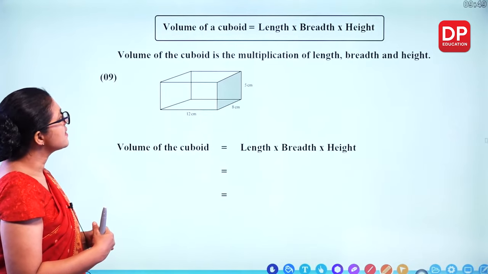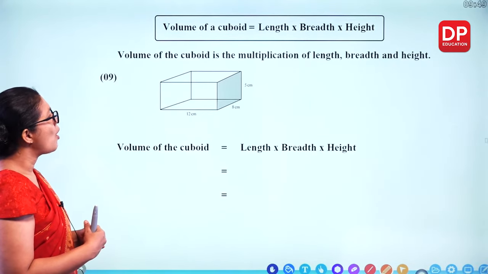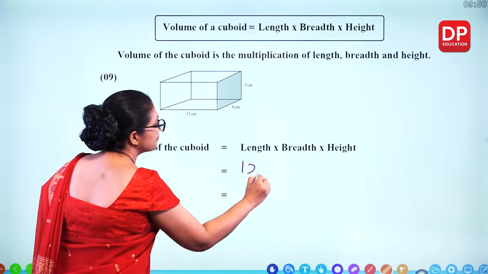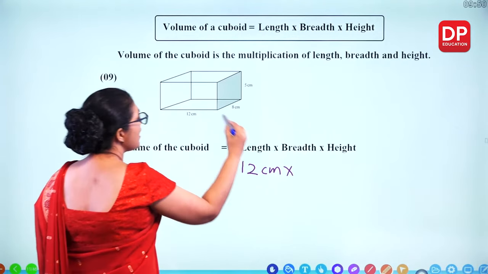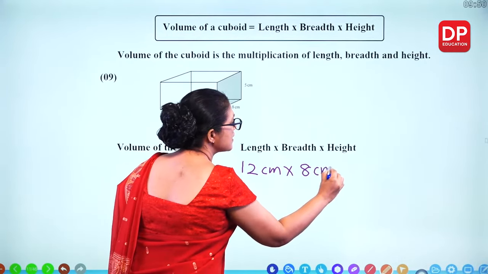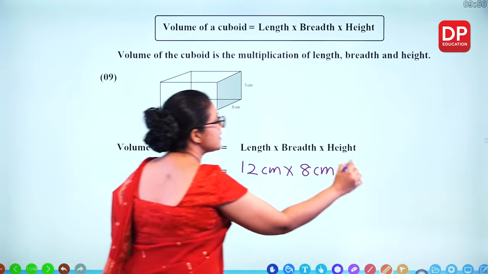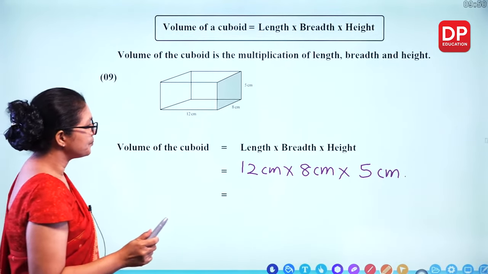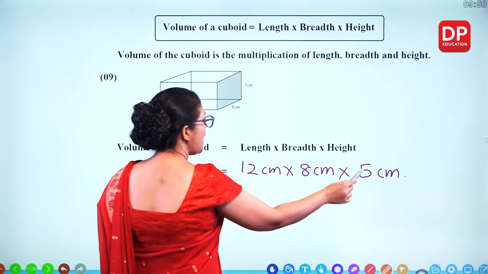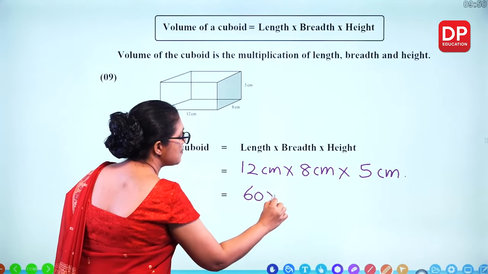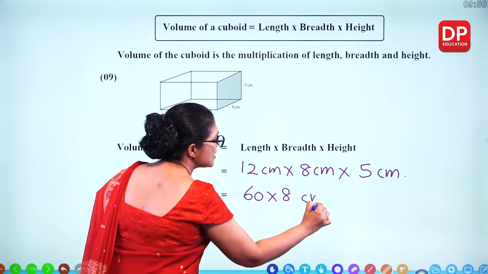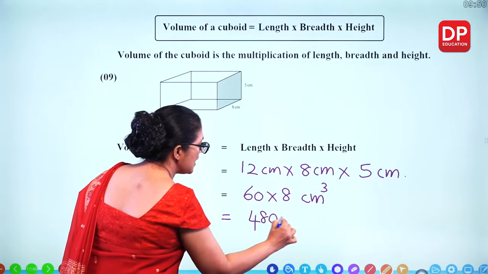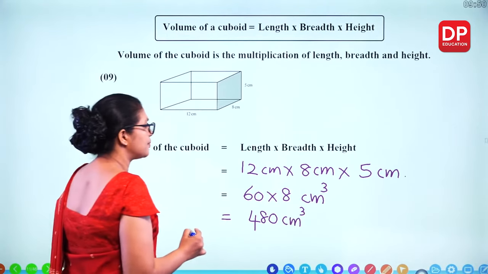So in this cuboid, what's the volume? Length is 12. Breadth is 8 and height is 5 centimeters. So what's the volume? 12 times 5? 60. 60 times 8. What's the unit? Cubic centimeters. 480 cubic centimeters.